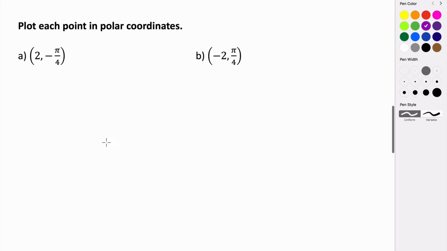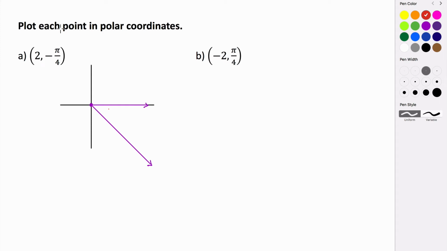So we'll take a look at that right now. We want to plot each of these points in polar coordinates. So first thing that we need to do is plot the angle measure. I'm going to first just draw a coordinate plane. So here we have our basic coordinate plane. So draw the angle measure of negative pi over 4. So we have our pole here at the origin, and then the polar axis, which is essentially just the positive x-axis. And then negative pi over 4, so that's going to be going in the negative direction 45 degrees, or just halfway in between here. So this is negative pi over 4, this measure here.